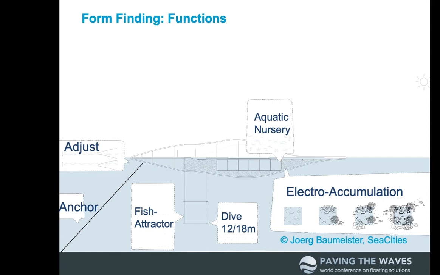We have also a fish attractor. This is in the central part of this object, with two different rings, one at a depth of 12 meters, the other one 18 meters. And the reason for that is that there we are having air bubbles which are attracting fish, but also, of course, for the dive experience. This is something very, very specific. This structure is anchored, so the orientation changes all the time, dependent on wind and wave directions.